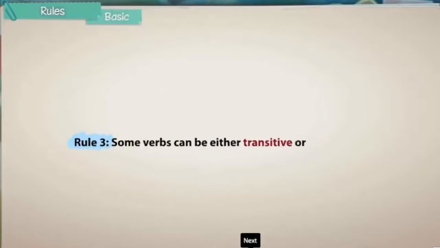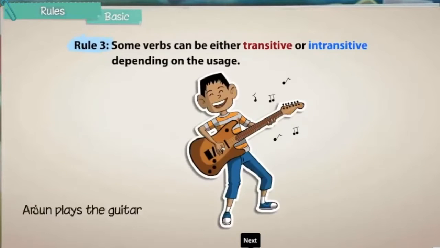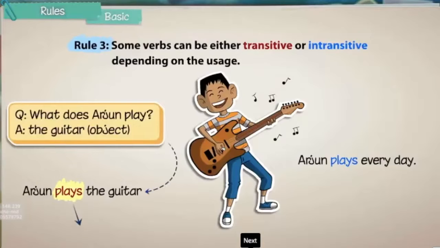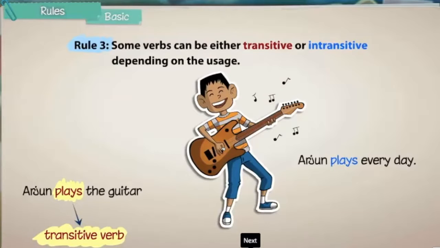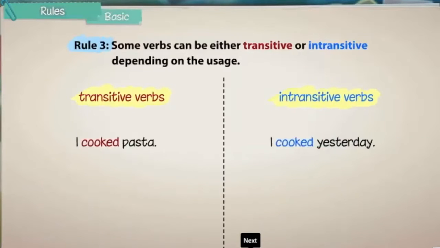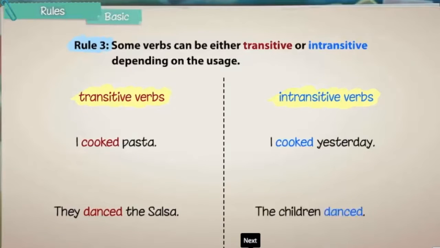Some verbs can be either transitive or intransitive depending on the usage. Arjun plays the guitar. Arjun plays every day. What does Arjun play? The guitar. So, guitar is the object, hence plays is the transitive verb. Arjun plays every day. Here, plays is an intransitive verb.